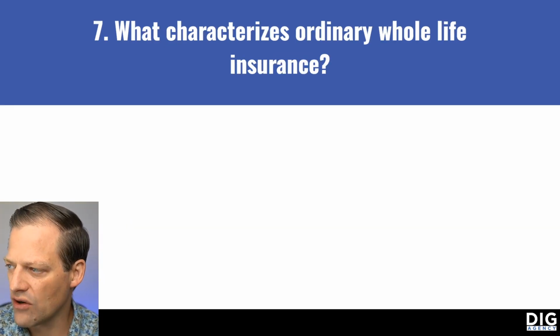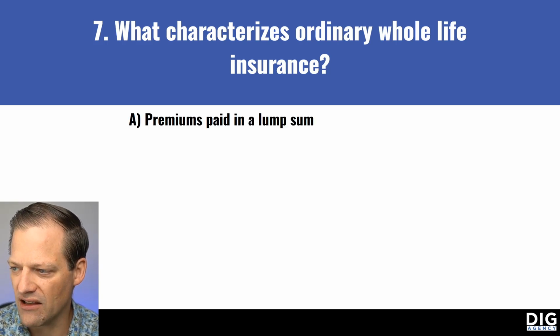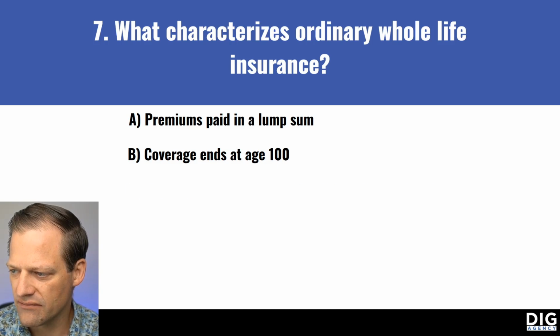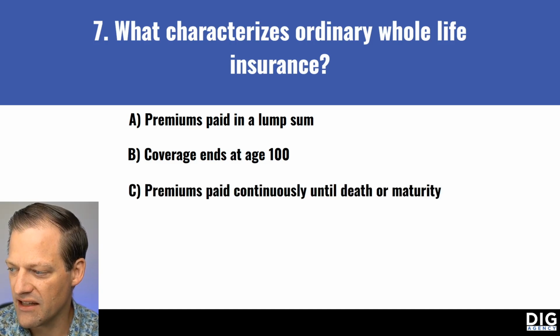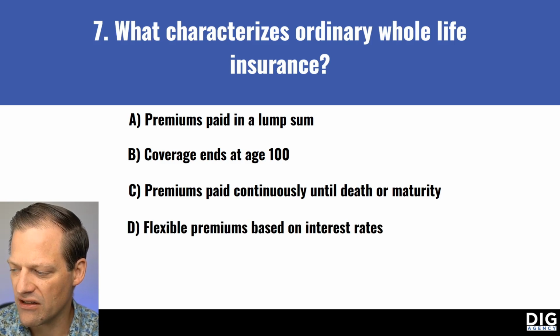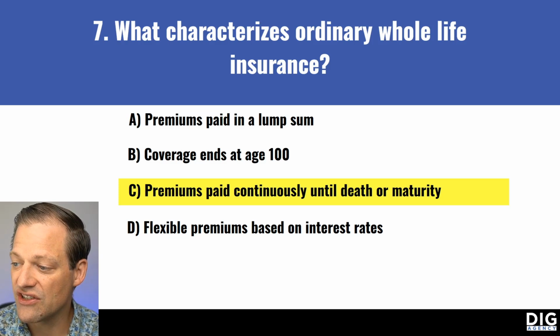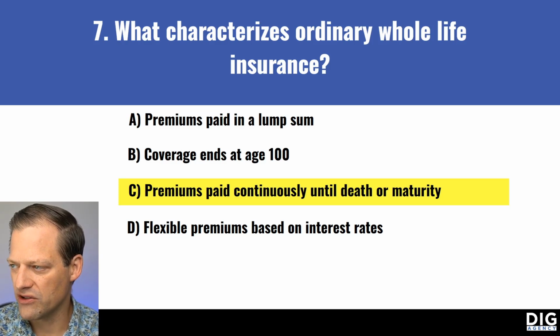What characterizes ordinary whole life insurance? A, premiums paid in a lump sum. B, coverage ends at age 100. C, premiums paid continuously until death or maturity. Or D, flexible premiums based on interest rates. The answer is C, premiums are paid continuously until death or maturity.